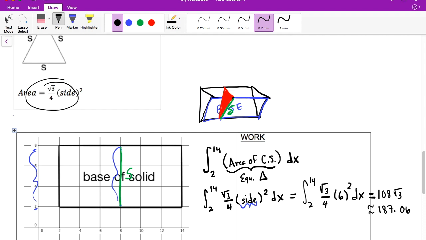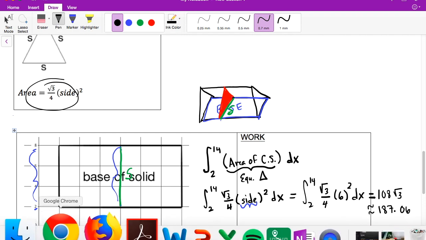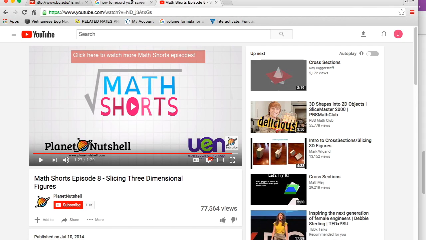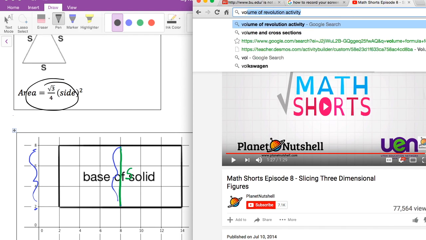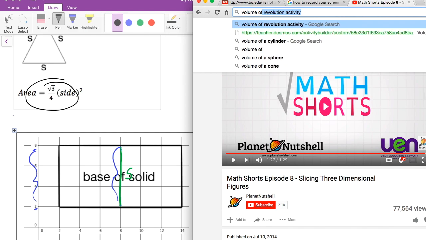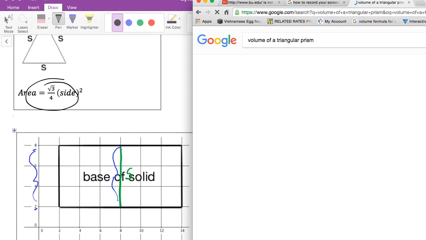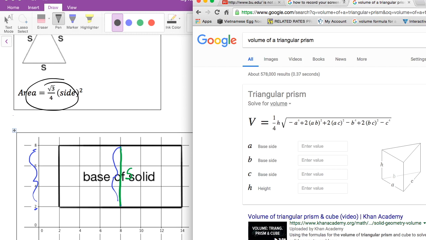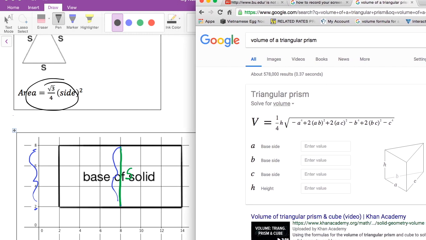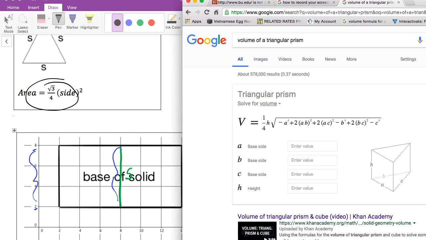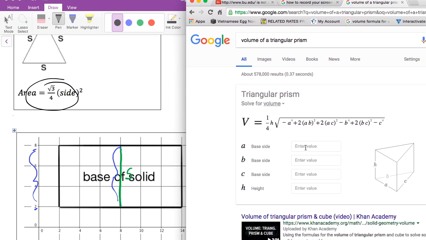So just to prove to you that this actually works using the formula for a triangular prism, I'm going to use Google to look up the calculator that does this. So, volume of a triangular prism, and I'm gonna punch in all these numbers. So the volume looks like this. I'm not gonna do that out by hand. I'm gonna plug it in.